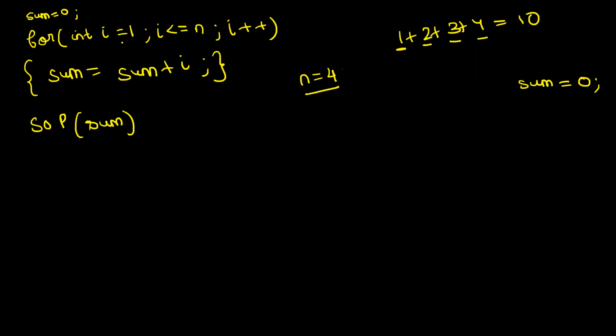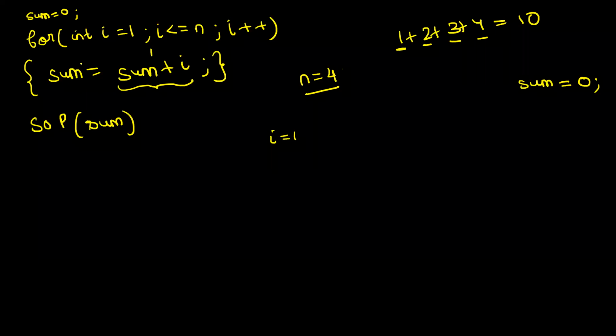When the value of I is 1, 1 is definitely less than or equal to 4. So what am I doing? I am doing sum is equal to sum plus I. See guys, try to understand. The value of I is 1 currently. First of all, the right hand side of the expression is evaluated. What is the value of sum? 0. What is the value of I? 1. What is 0 plus 1? 1. So the right hand part will evaluate to 1, and then this 1 will be assigned to sum.